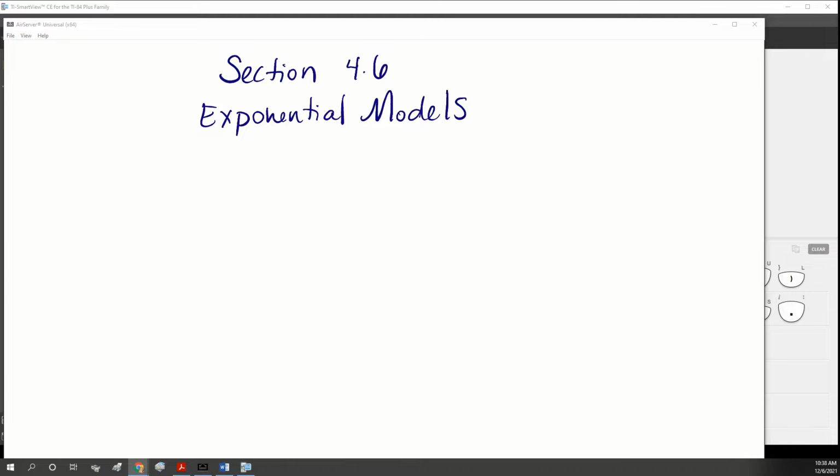All right, and as we go through, I'm going to give you guys some different types of formulas that you're going to need for this lesson. They're all just a little bit different. Some of them we've talked about before, some of them we haven't. This first one we haven't really talked about before. It is going to be the general growth and decay model.